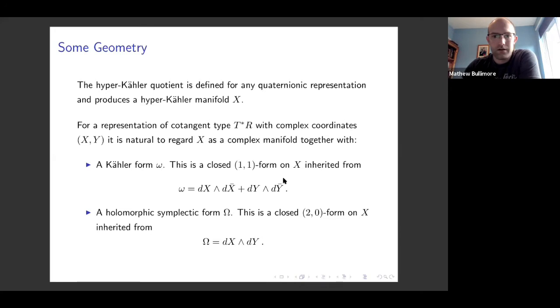Okay, you can see that there's a comment. Yes, indeed, Jacques is reminding me that for this to be a Kähler form, I should really put an i in front of the expression. Yeah, I'm being a little lazy here. Thank you.